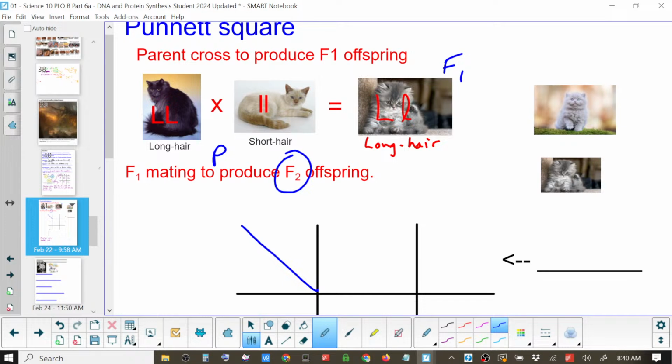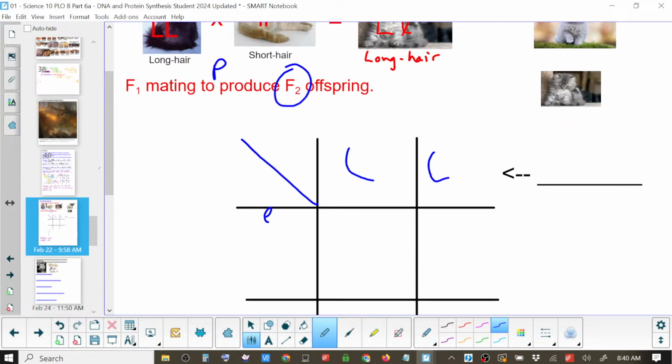So we're going to mate the F1. But what would the parents do? The parents to the F1 were these ones. What would the Punnett square look like? It would look like that, with the lowercase, and then we'd give this 100%. That's just too easy to do.